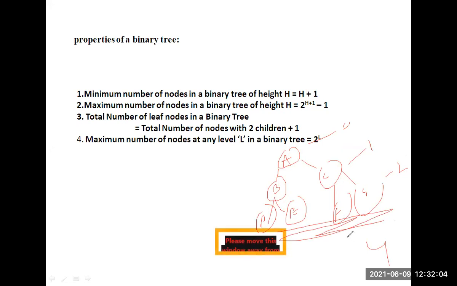So at level L, so the level is 2, how many nodes are there? 2 power L, that is 2 power 2, that is 4 nodes. So 1, 2, 3, 4. So these are the properties of a binary tree. Clear, students, or any doubt?